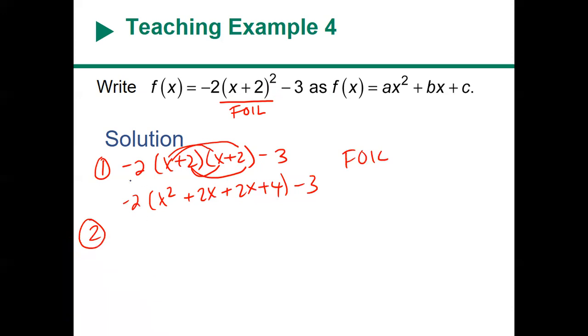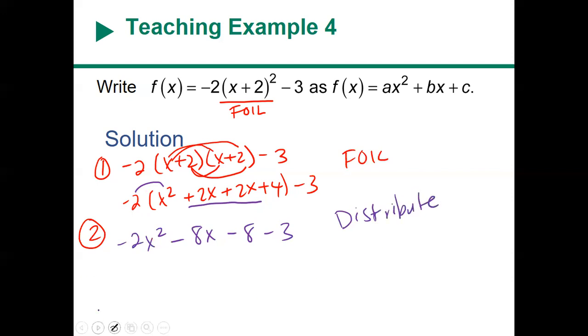So now we're going to distribute. So I'm distributing the -2 to everything. Is it okay as I distribute, I combine? Will that throw you off? Okay. So we have -2x squared. And 2x plus 2x makes 4x. 4x times -2 is -8x. And then -2 times 4 is going to give us -8. And all we did here was distribute.